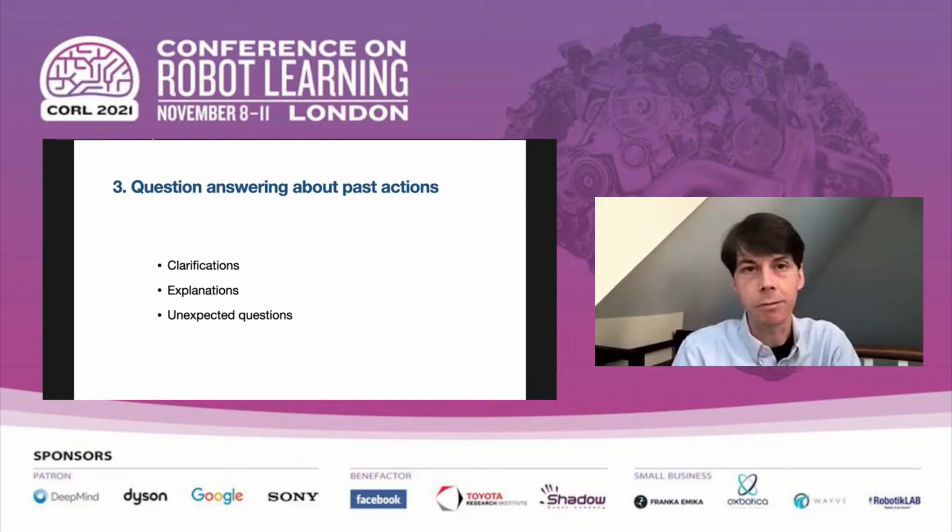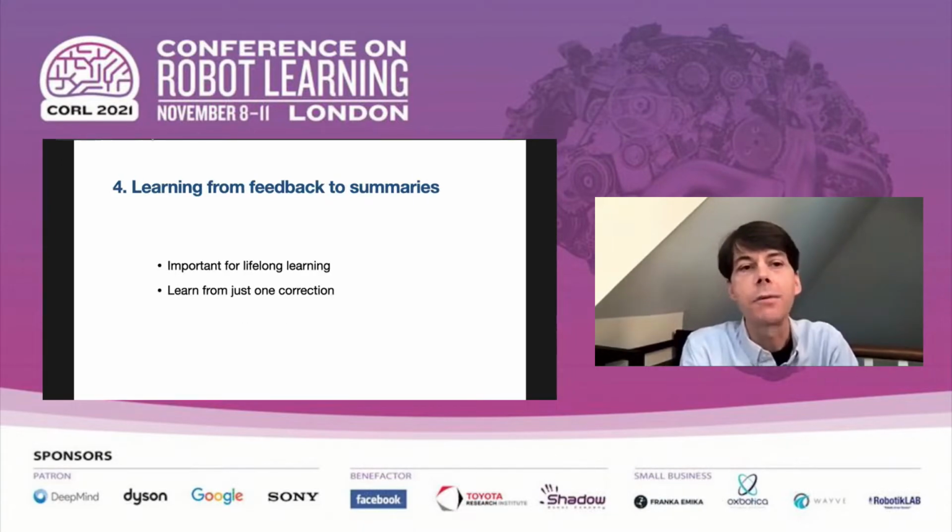You may ask for an explanation. You may also have unexpected questions. You may want to know something about the environment that the robot was operating in while it was performing its action. And so it's going to have to learn how to remember things that it isn't planning to include in its summary. For example, while you were mowing the lawn, did you see the dog? Something like that.